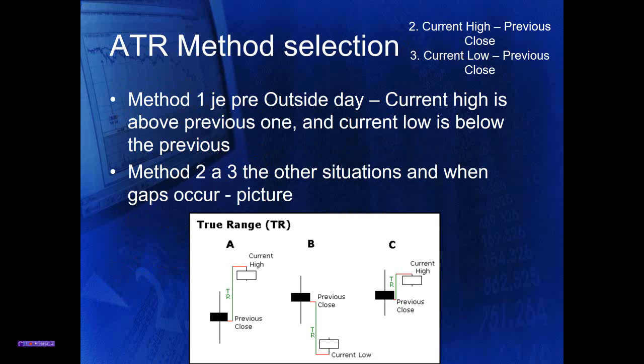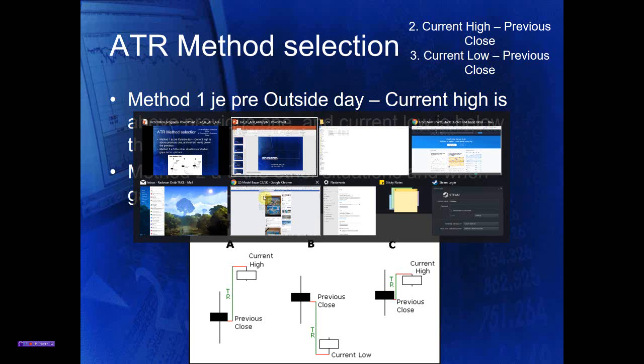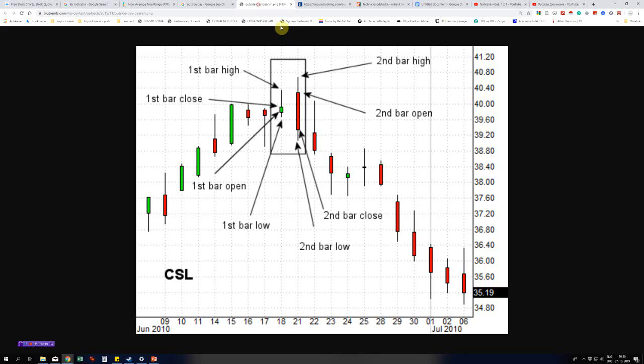Okay, so now the method selection. Method one is for the outside day. Oh, sorry, partially Slovak. So method one is for the outside day: the current high is above the previous one, and the current low is below the previous one. That's quite simple. I can't describe it more easily. Wait a second, I'll probably have a picture.